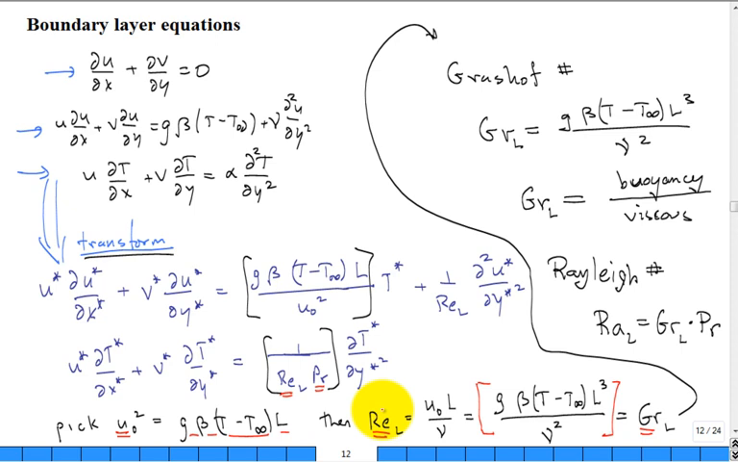So when you have a large g, well, that's usually constant for Earth. You have a large beta, a large delta T, large L cubed, then you have a lot of buoyancy and have the nu with the viscosity. So the Grashof number is equal to this. It's a ratio of buoyancy and viscous.